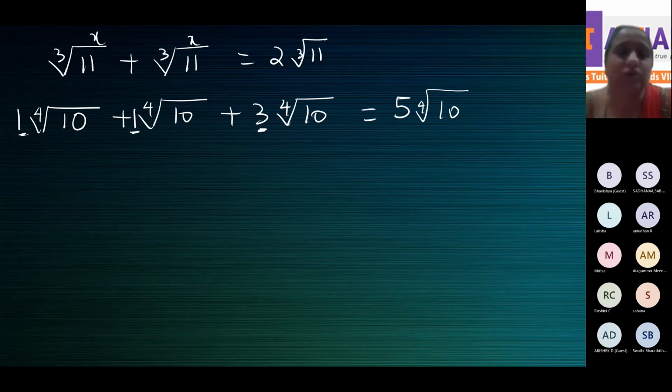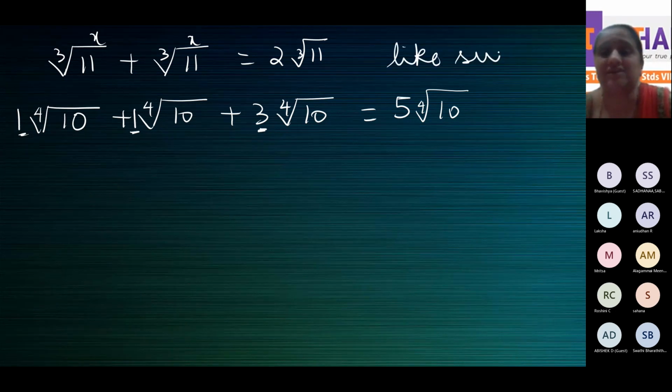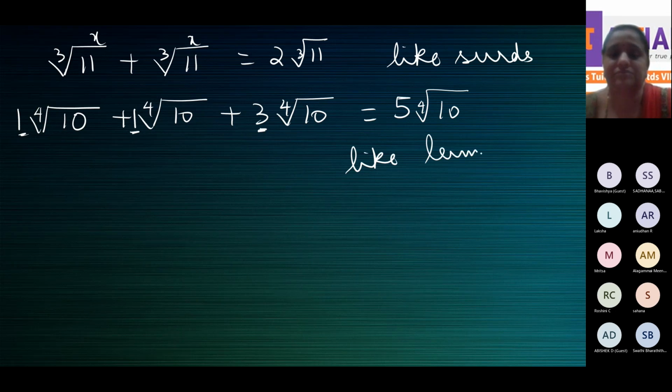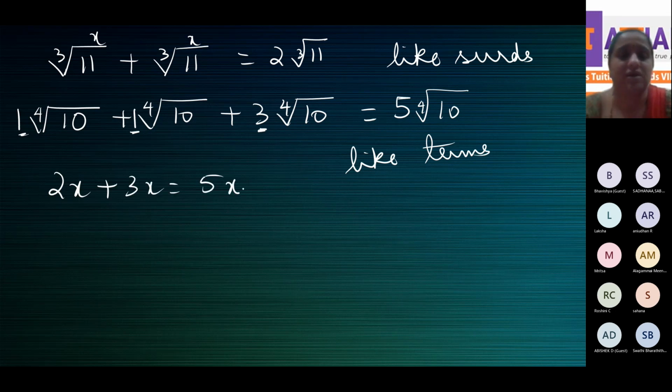So now what have we been doing? We have been adding like surds. These are all like surds, like you say, like terms. Now, when you have 2x and 3x, they're like terms, so you add them and you say it is 5x.